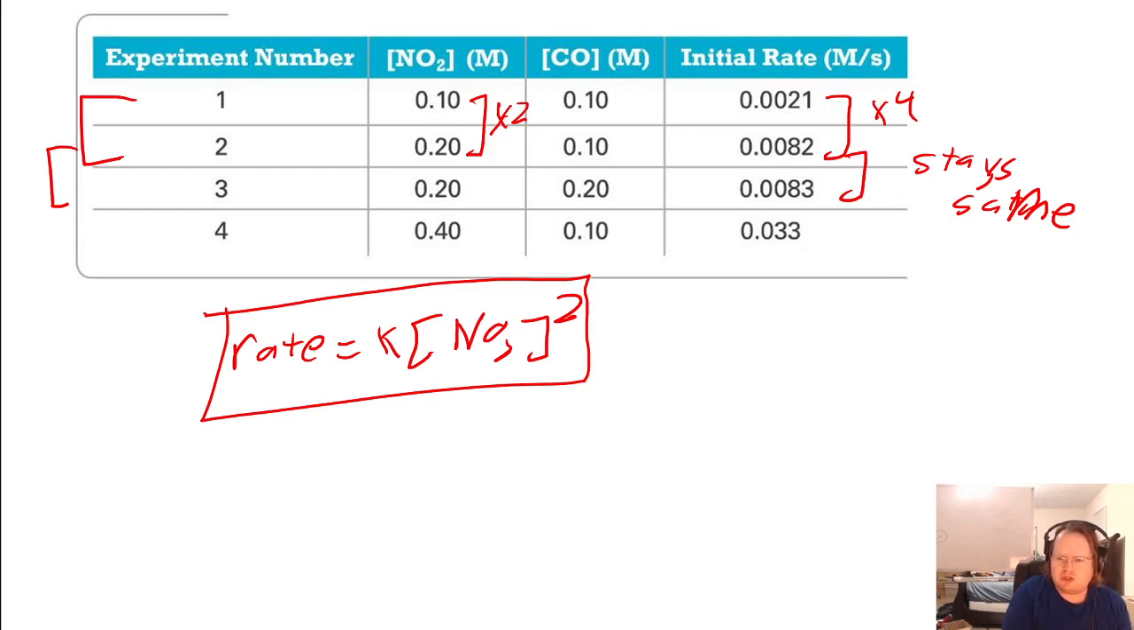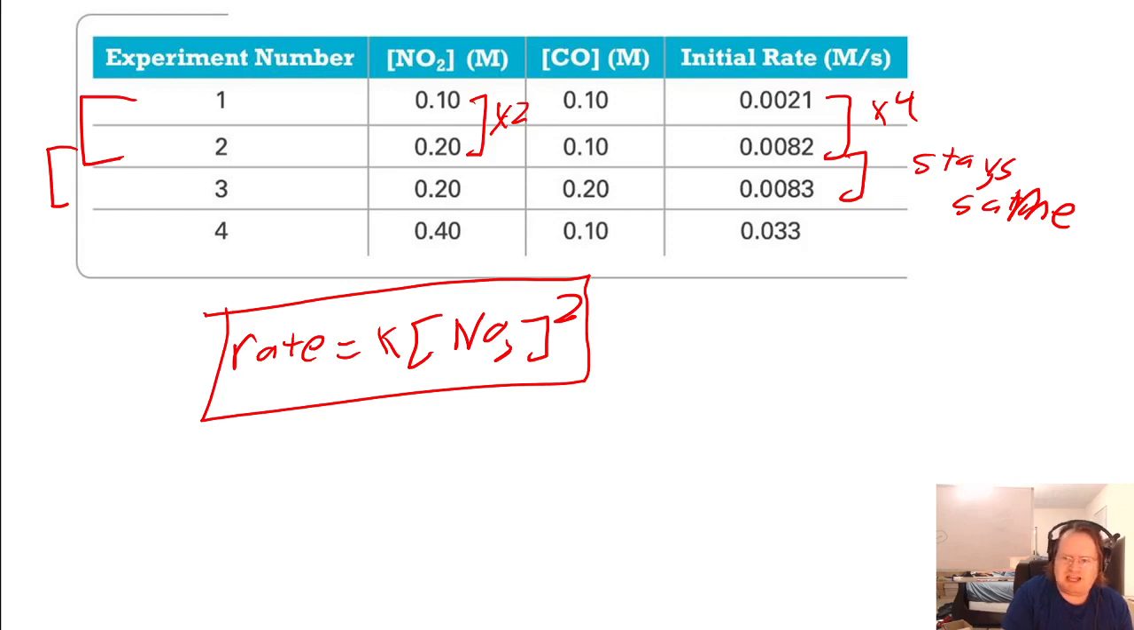So choose 2 experiments at a time where only one reactant changes. Use those to figure out what the order of that reactant is. Repeat for all your reactants till you're done. Now, this is what it looks like when the way you design your experiment allows for nice, neat changes.